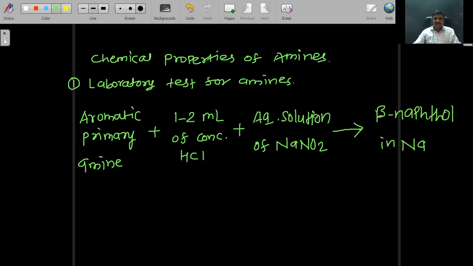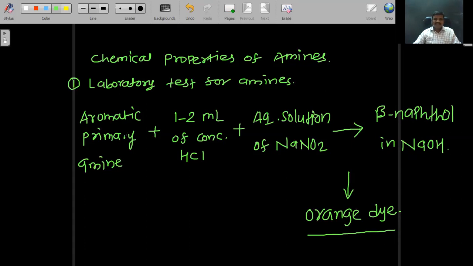What is the meaning of beta naphthol in NaOH? It means beta naphthol is a compound which is prepared in NaOH. Then we get an orange colored dye as the product. Formation of orange dye indicates the compound is an amine, or the compound is basic in nature.